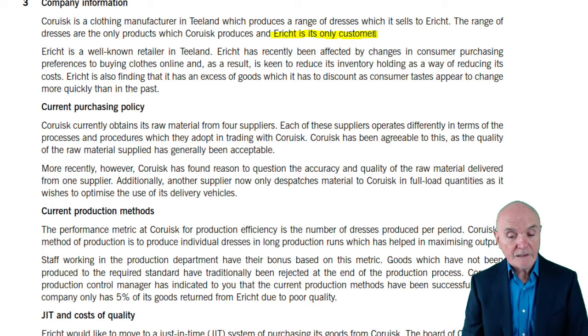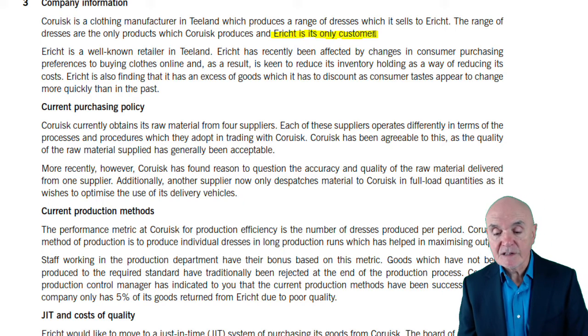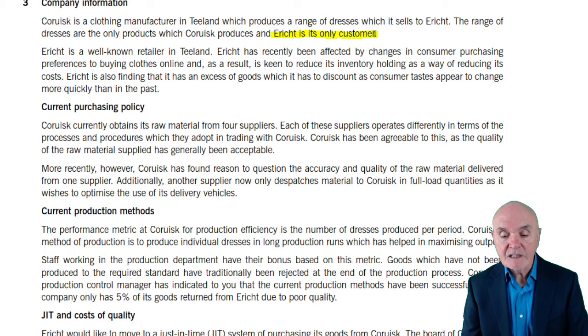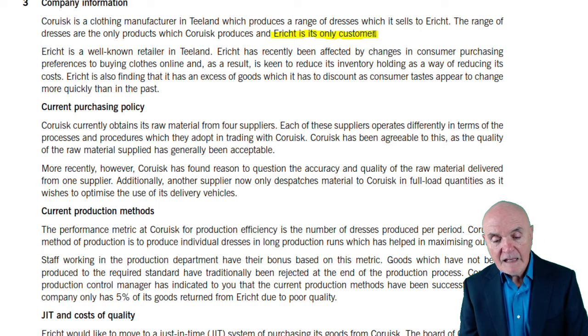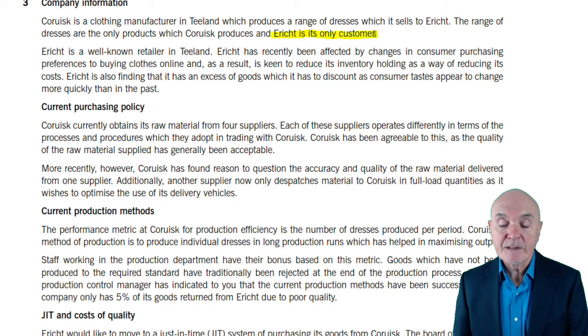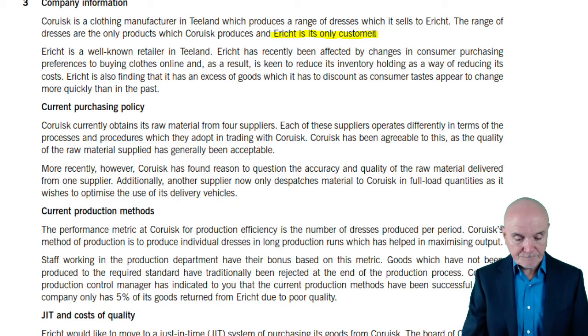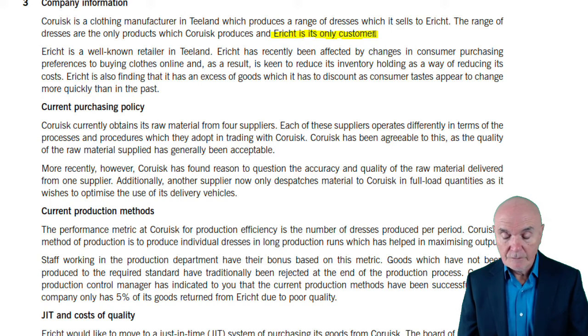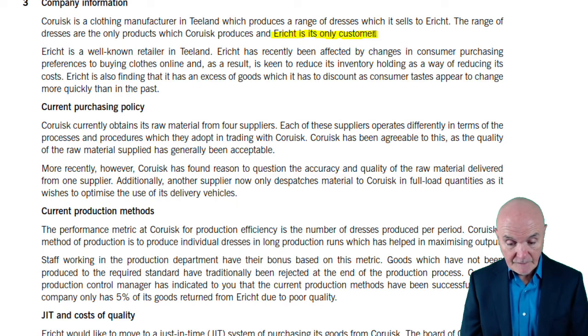Eric is a well-known retailer. It's recently been affected by changes in purchasing preferences and to buying clothes online, and as a result is keen to reduce its inventory as a way to reducing its costs. Eric is also finding that its excess goods, which it has to discount, as consumer tastes appear to change more quickly than in the past. So, Eric has presumably been a kind of traditional retailer buying large quantities of dresses, hoping that they will sell. Those that don't sell, it's going to be putting in the sales twice a year.